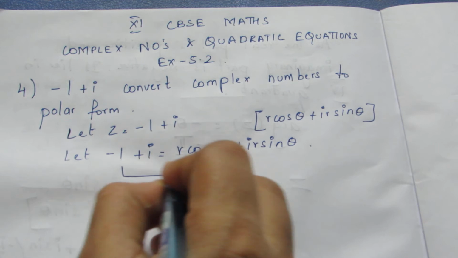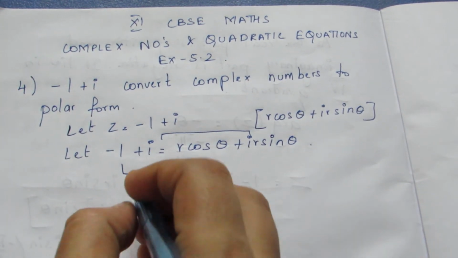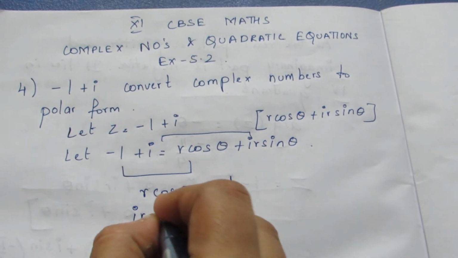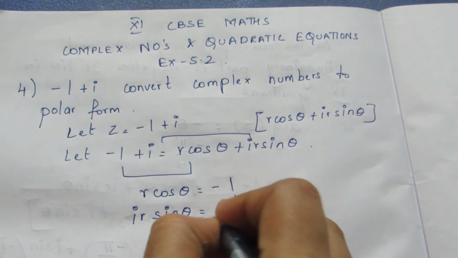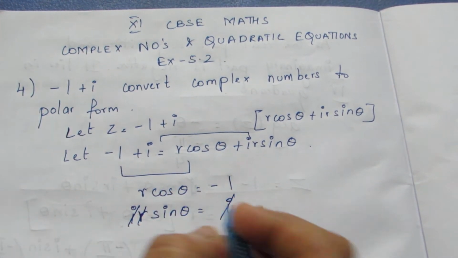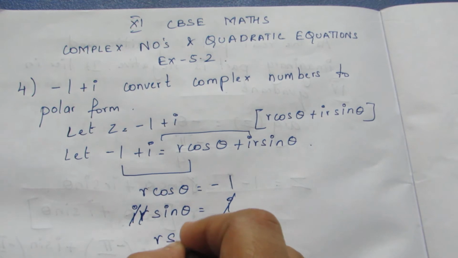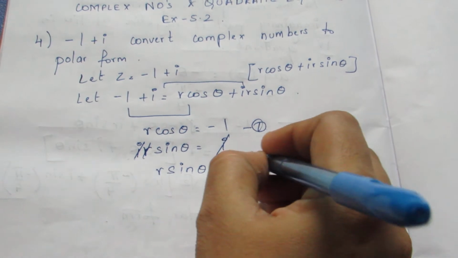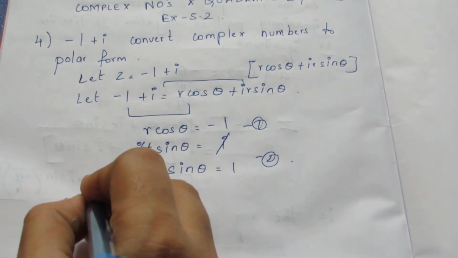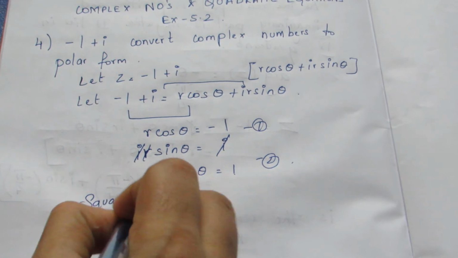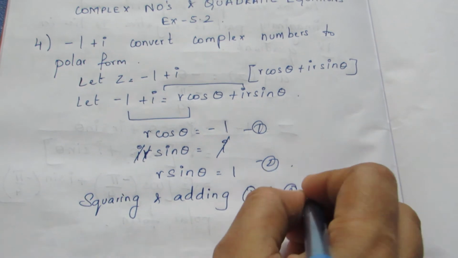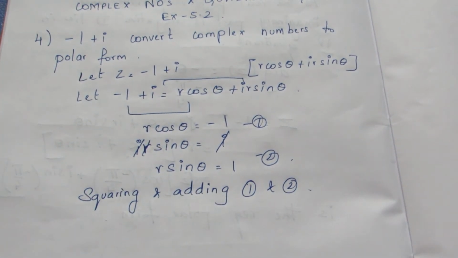Now equating the real part separately and the imaginary part separately, we get r cos theta equal to -1 and i r sin theta equal to i. i gets cancelled. We have r sin theta equal to 1. Now squaring and adding equations 1 and 2. Separately we need to square and then add the LHS. Similarly, the same way we square and add the RHS.